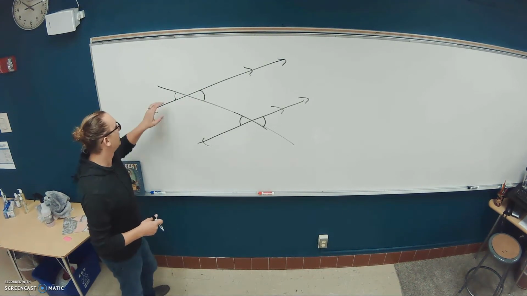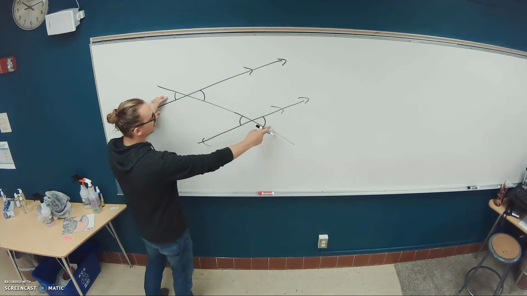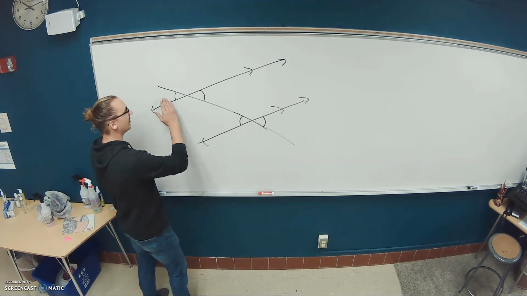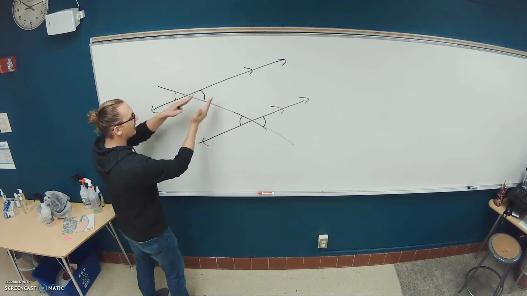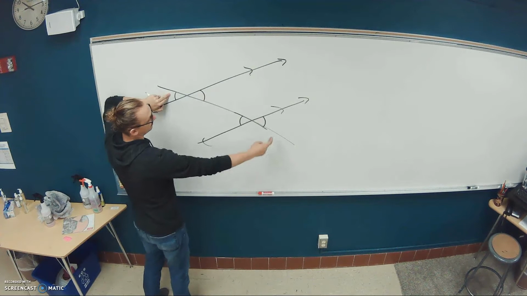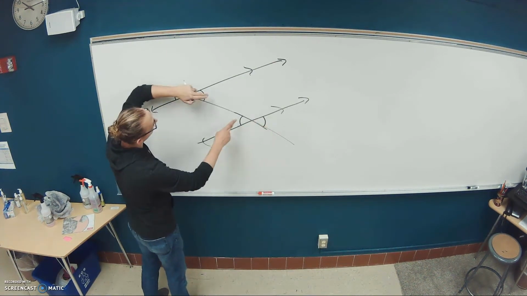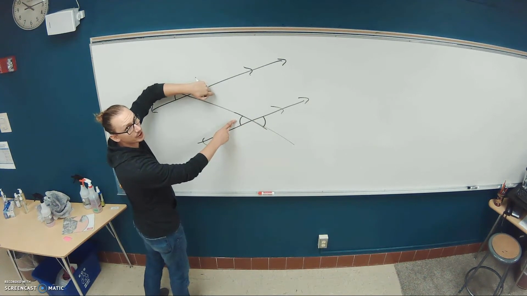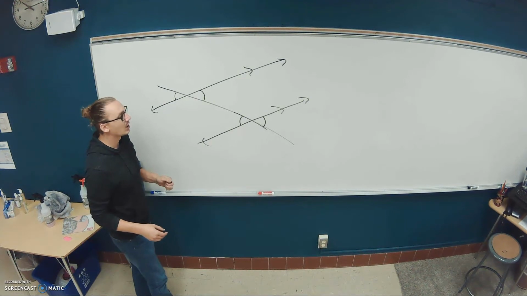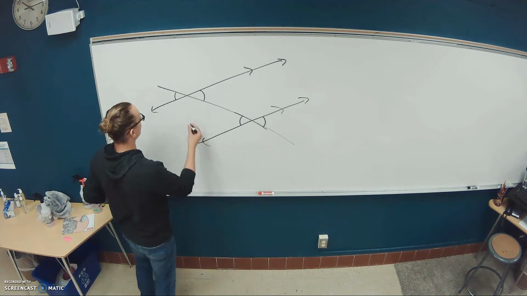Okay? This angle and this angle are our corresponding angles. These two are our alternate exterior. Remember, alternate means the opposite side of the transversal, and exterior means on the outside. So this angle to this angle are our alternate exterior angles. And here we have our alternate interior angles. Alternate exterior and alternate interior are always going to be congruent to each other. Let's work on our other pairs.